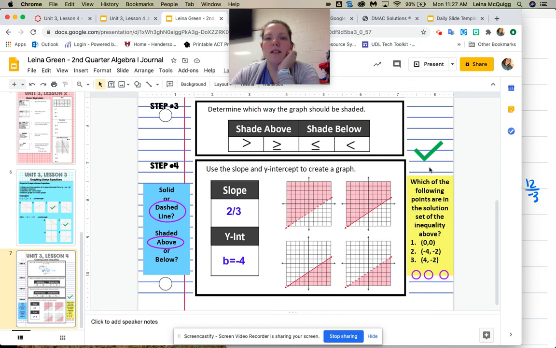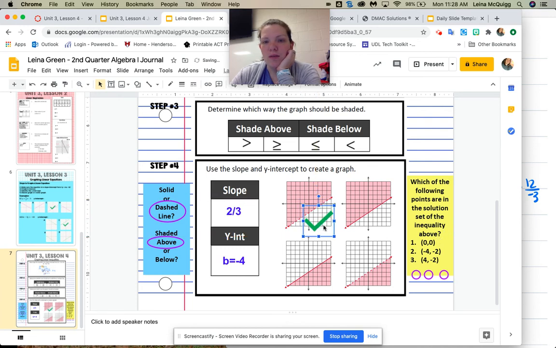So now I have this last little question. Oh, I got my little green check mark. We're going to bring that down here. So this is my graph for this inequality. We know it's shaded above. We know it's a dashed line. So this can't be it because that's a solid line. This can't be it because that's a solid line. And this can't be it because it's shaded below. Okay? So we double checked our intercepts and our slope. Now we want to know which points are solutions in the set of inequality above.